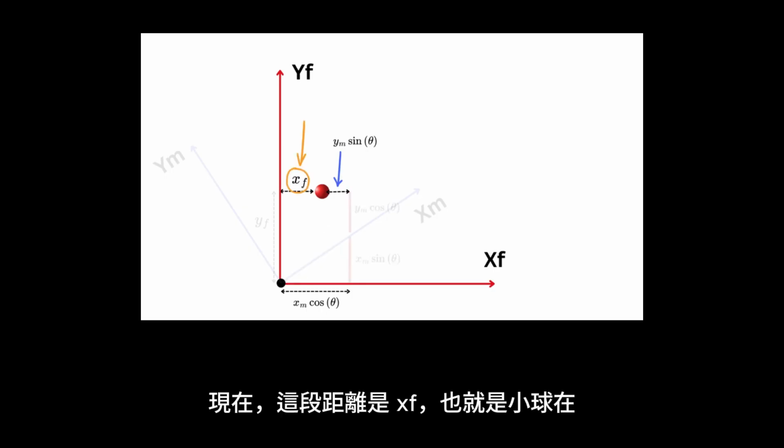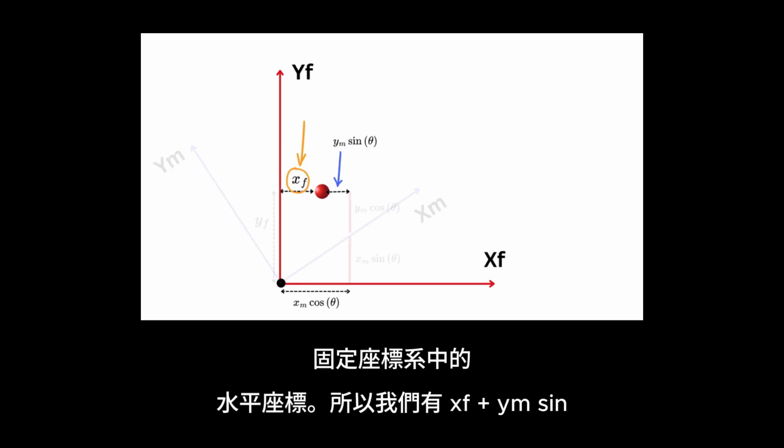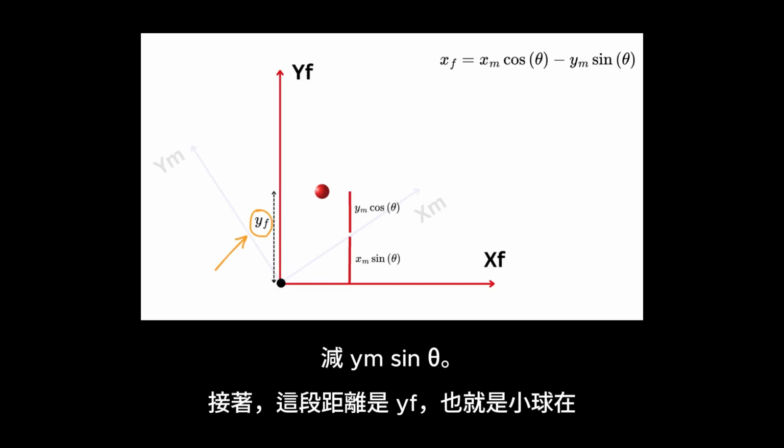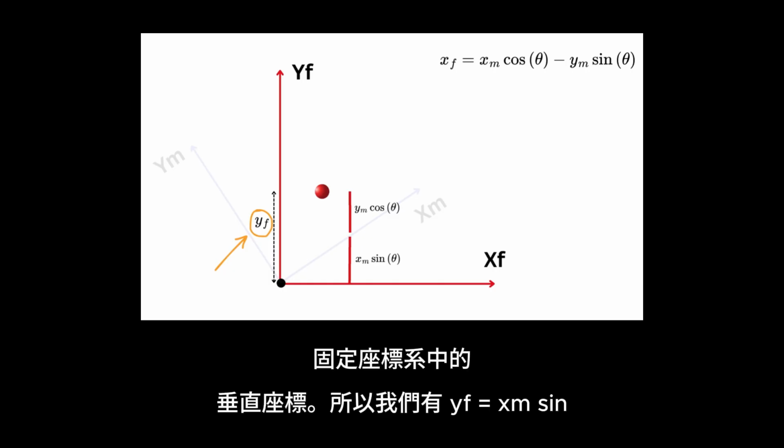Now this distance is XF, or the horizontal coordinate of the ball in the fixed frame. So we have XF plus YM sine theta equals XM cosine theta. This gives XF equals XM cosine theta minus YM sine theta. Then this distance is YF, or the vertical coordinate of the ball in the fixed frame. So we have YF equals XM sine theta plus YM cosine theta.